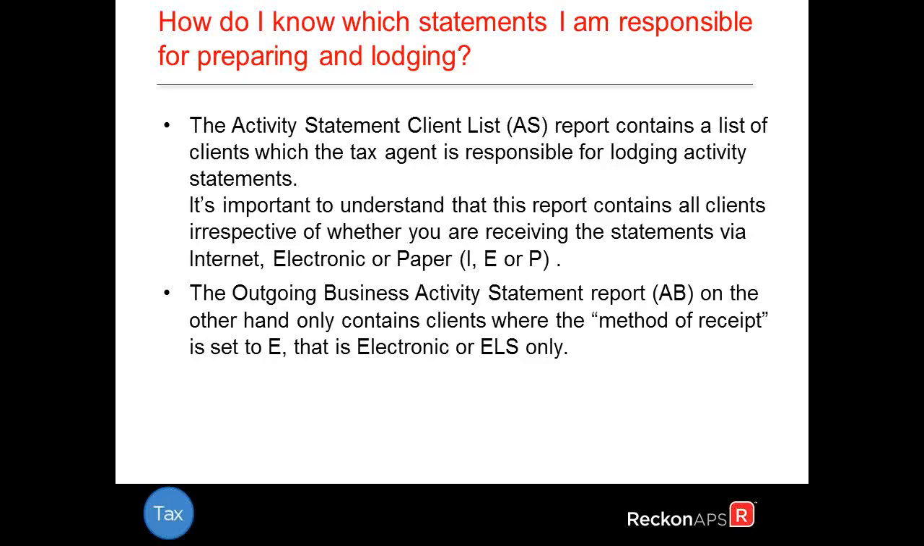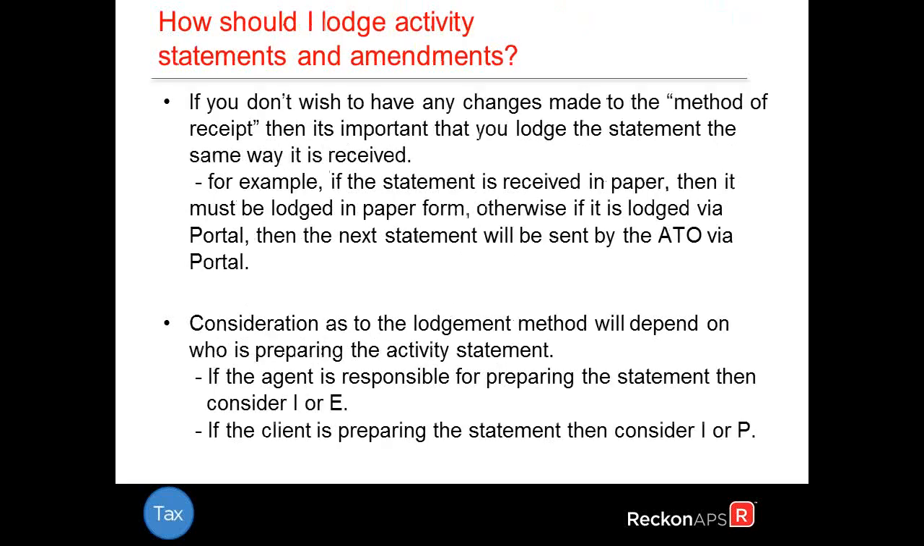The outgoing business activity statement report, known as the AB, on the other hand, only contains clients where the method of receipt is set to E, that is electronic or ELS only. So there's a clear distinction there. That would explain why some clients appear on the AS report and are not appearing on the AB. It could be because you are responsible as a tax agent for preparing the activity statement, but the documents are being sent in a different format.